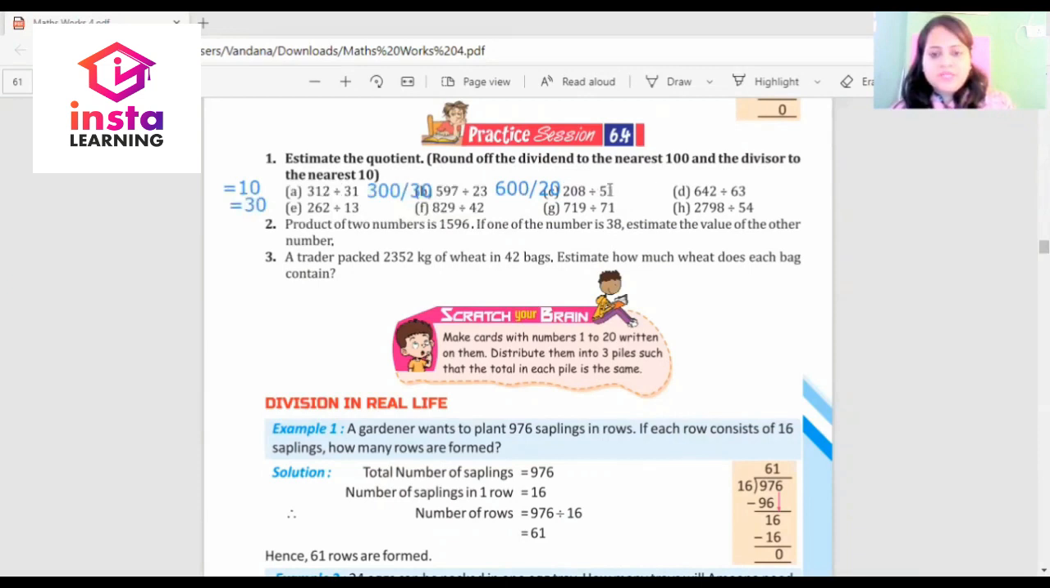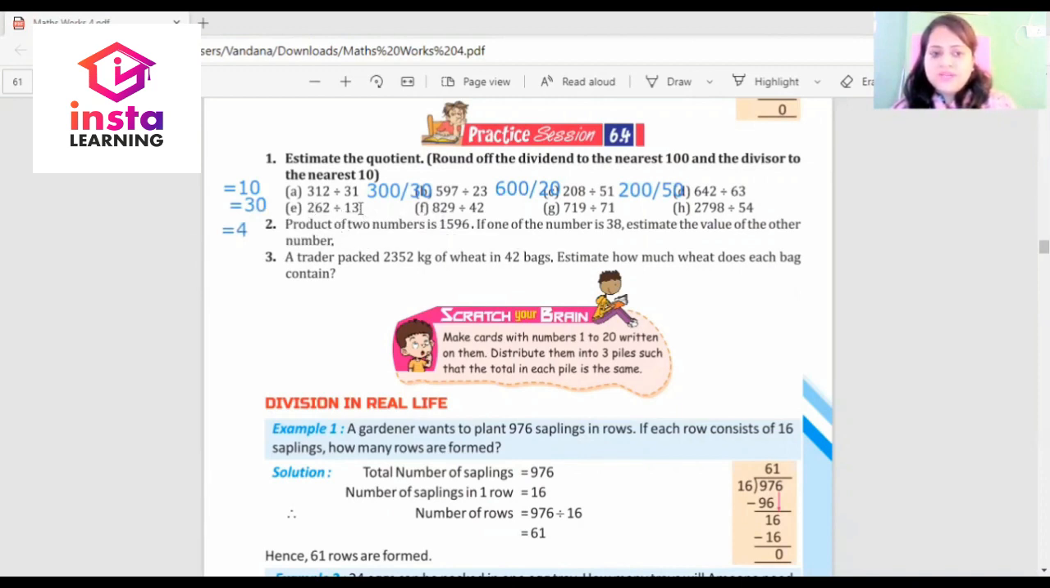Now 208, it means 200 divided by 50, because 208 is your number, that is dividend. You have to round up to the nearest 100 and then your number 51 is your divisor. So you have to round up to the nearest 10. So 200 divided by 50, you will get the answer. What is the answer? Tell me, come on, come on. Answer is 4. Okay. These are very easy sums, so just do it in your notebook.